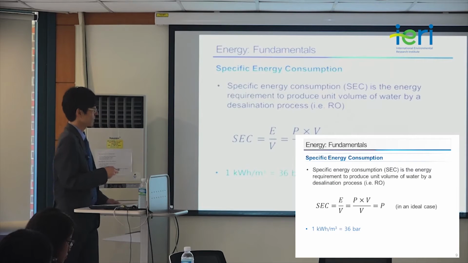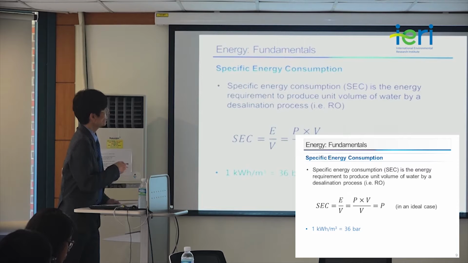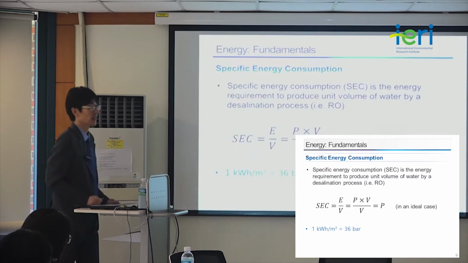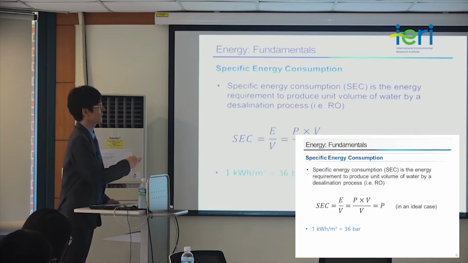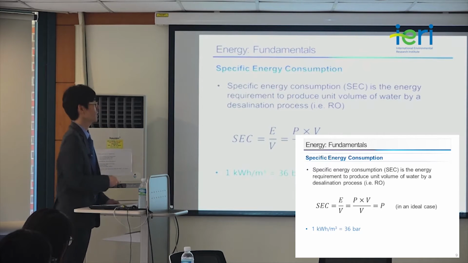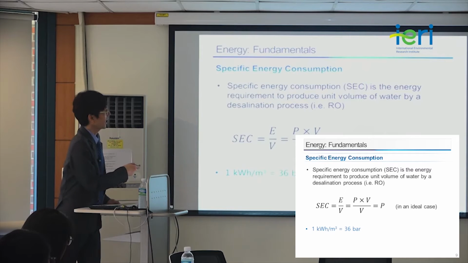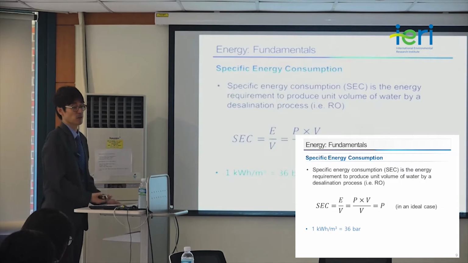This kind of relationship. So SEC is actually the ratio of the total energy consumption divided by the fresh water production. And previously, we know that in the ideal case, the energy is the same as the product of pressure and volume. And this volume is the same as the volume that we use here. So again, SEC in the ideal case is actually the same as the pressure that we apply to the system.